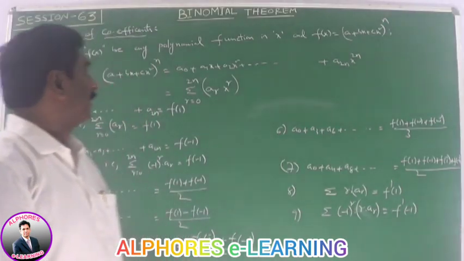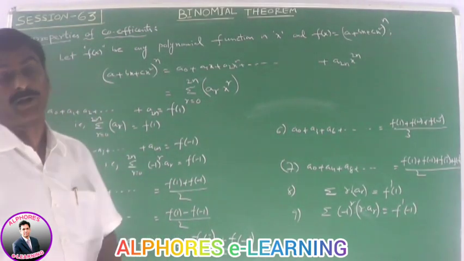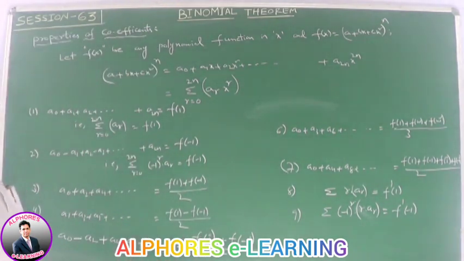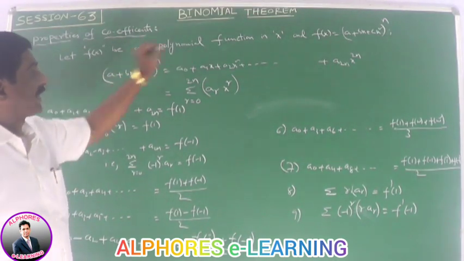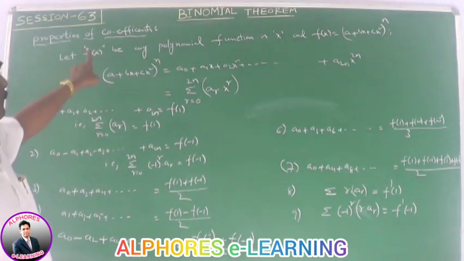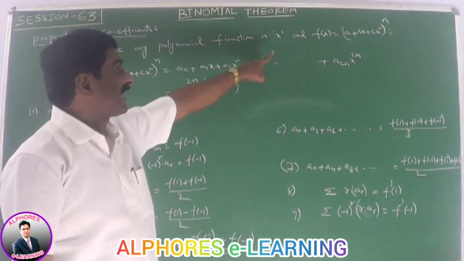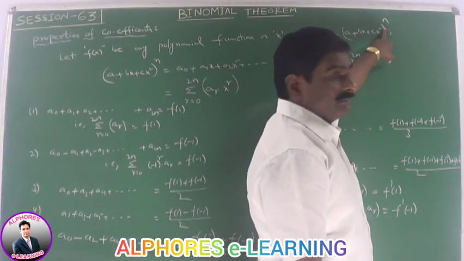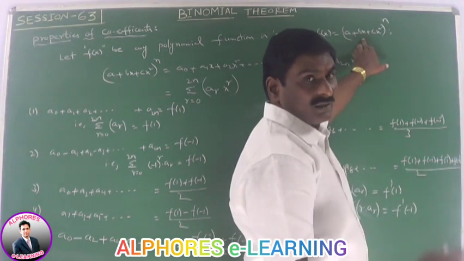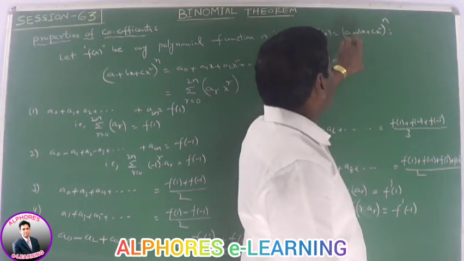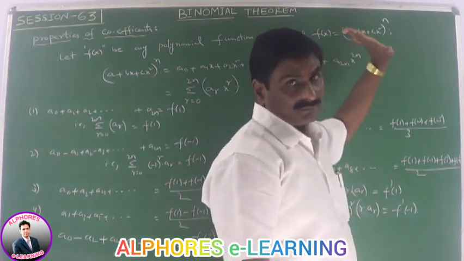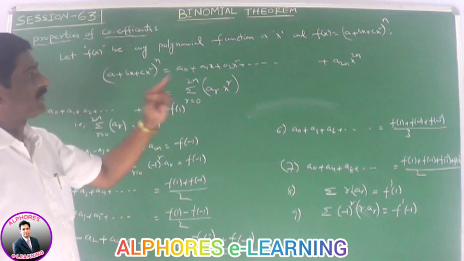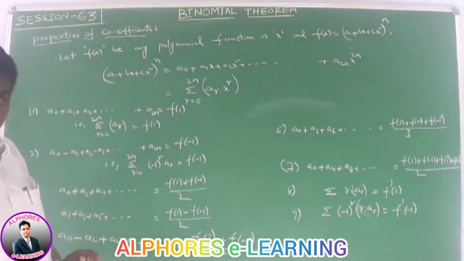Next, properties of the coefficients in the multinomial theorem. Let f(x) be any polynomial function in x, and f(x) is equal to (a + bx + cx²) whole power n. You can take any value. Consider one of these values, (a + bx + cx²) whole power n.